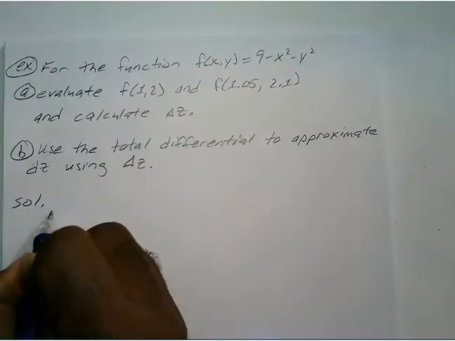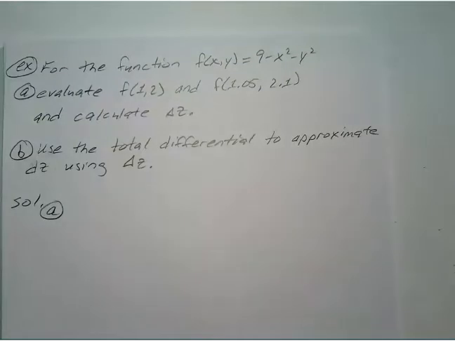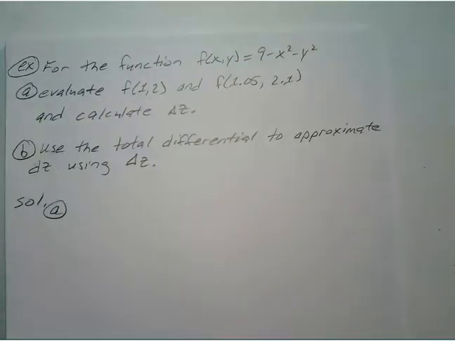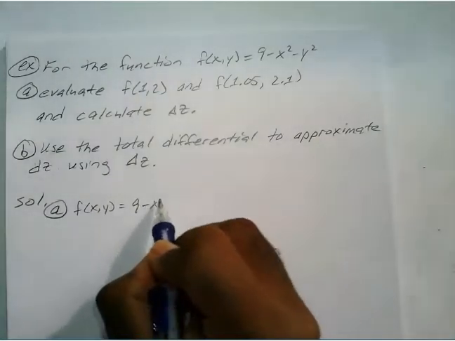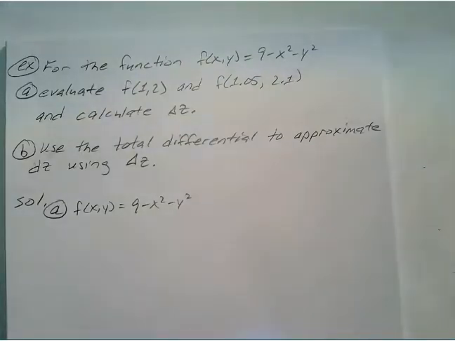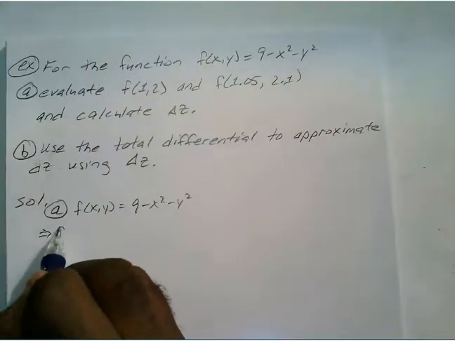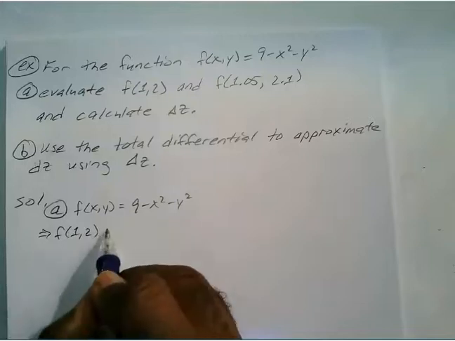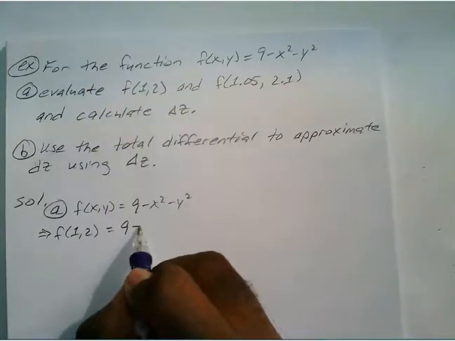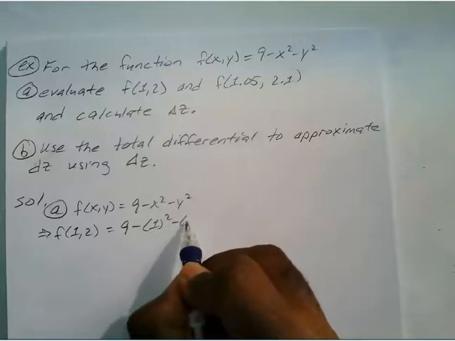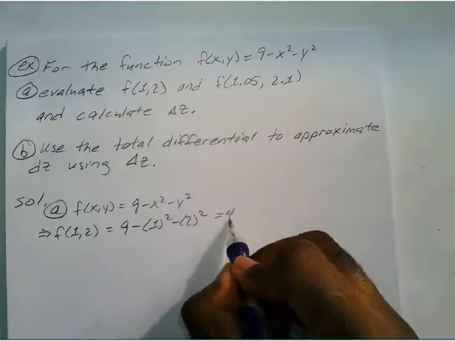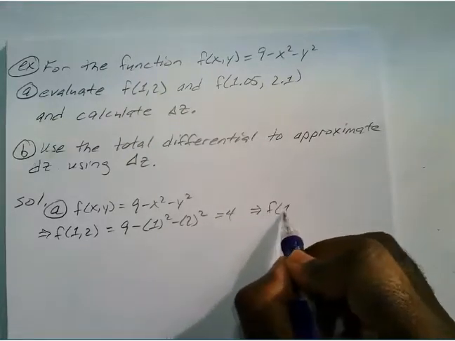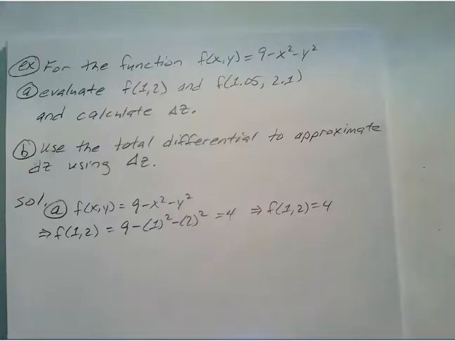Alright, so we start off with problem A. You know that f of x, y is 9 minus x squared minus y squared. So that means f at 1, 2 is equal to 9 minus 1 squared minus 2 squared, which is 4. Okay, so all we do is replace x with 1 and y with 2. We got our 4.